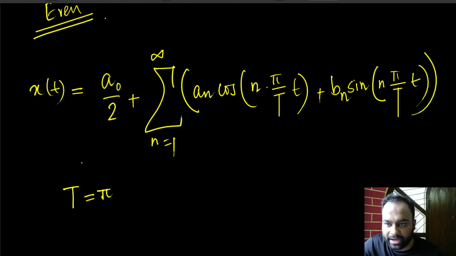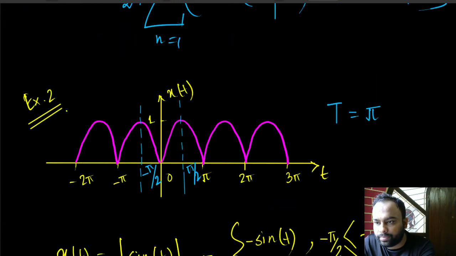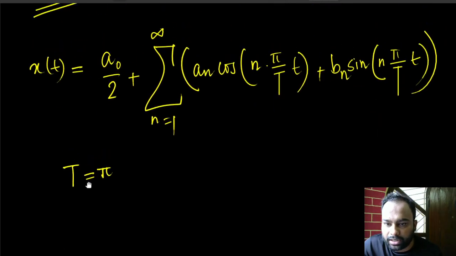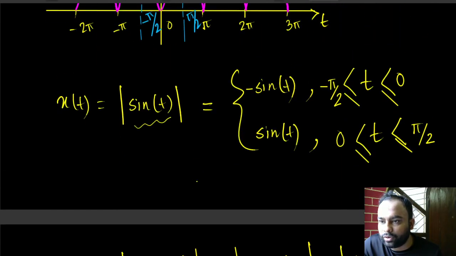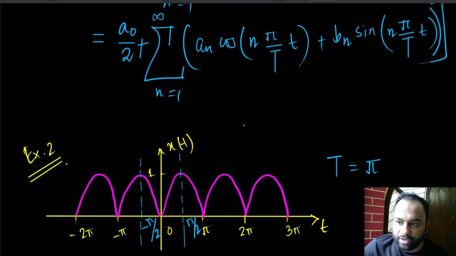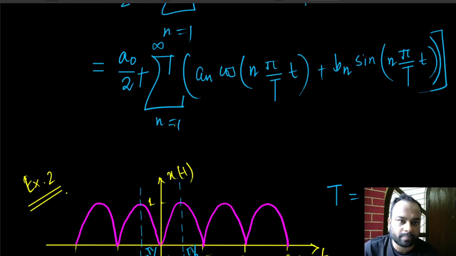And in this example, the period is pi. If the period is pi, of course, I have to divide accordingly. The period is pi. So please let me know if you understand this properly or not.